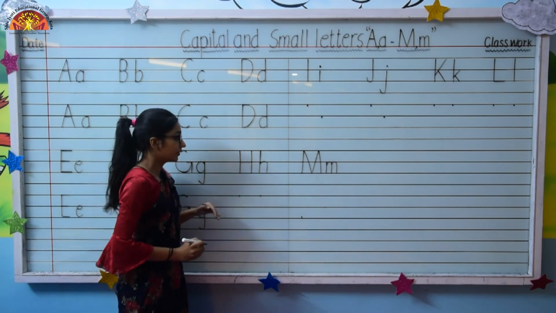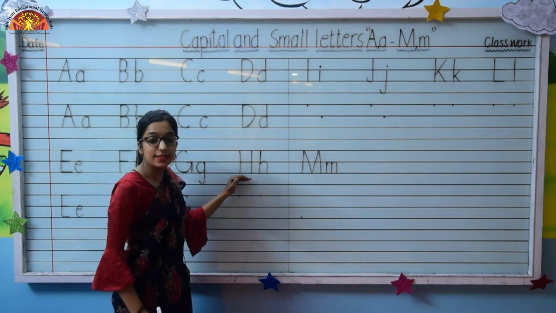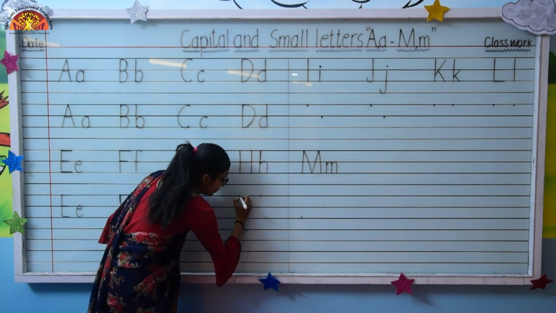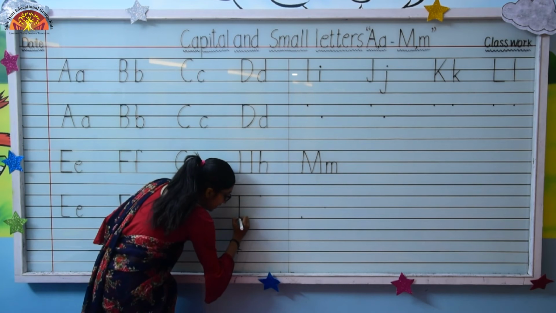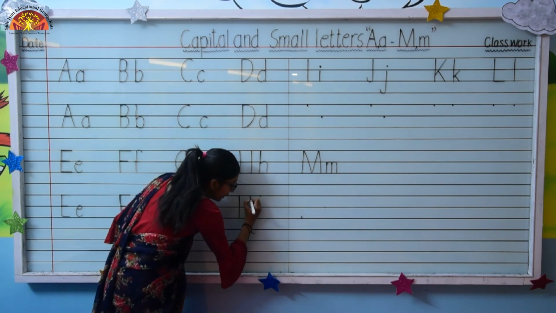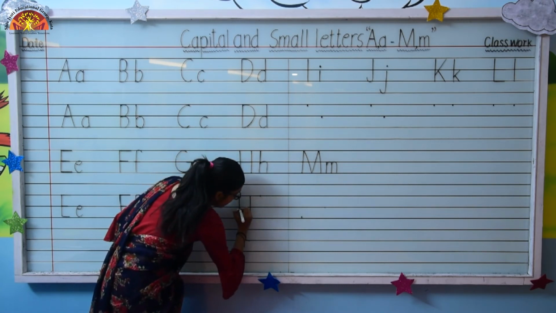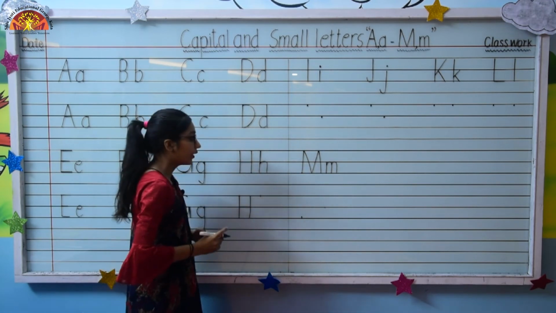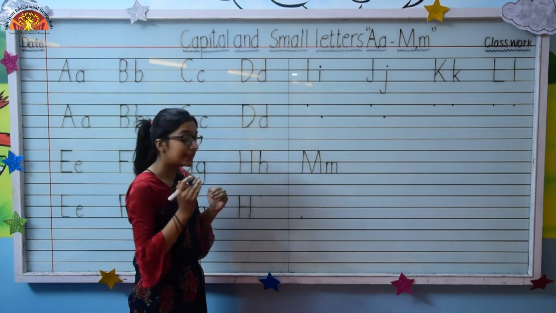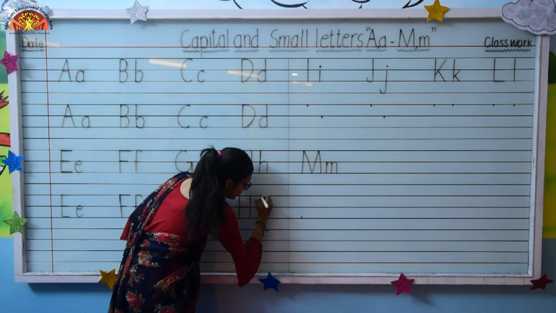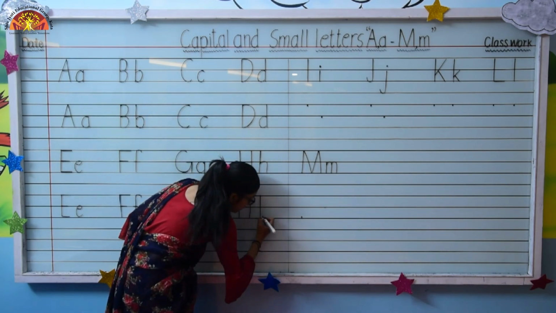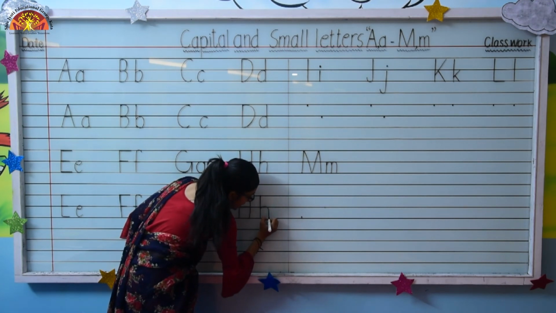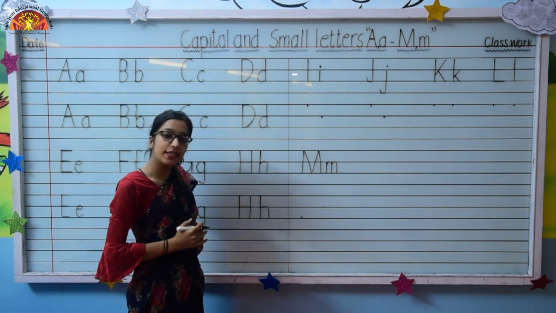Okay. Now come to next one. This is capital letter H. So first we have to make a standing line. One more standing line. Then sleeping line. Okay kids. Now let's make small letter H. Standing line. Curve, standing line like this.